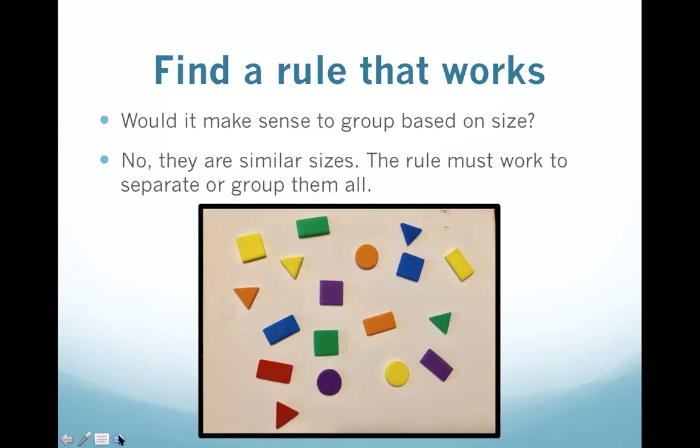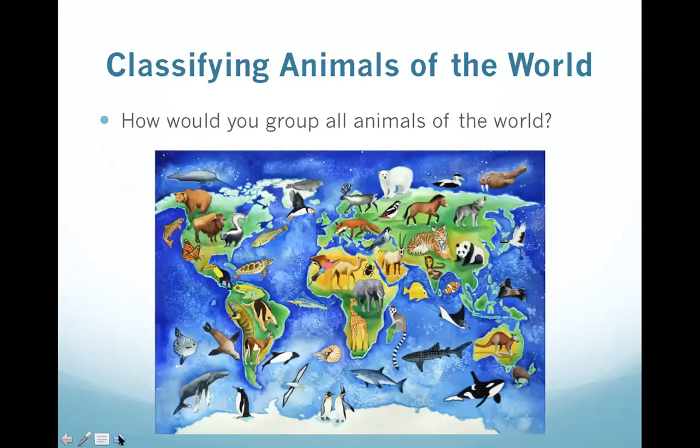So when you're thinking of classifying, you need to think of a rule that will work for the objects that you have or the things that you're looking at. So today we are going to be talking about classifying animals of the world. So think of all the animals in the world. How would you group them or how would you classify them? This is a question that scientists were asking as they started discovering new types of animals and documenting them.